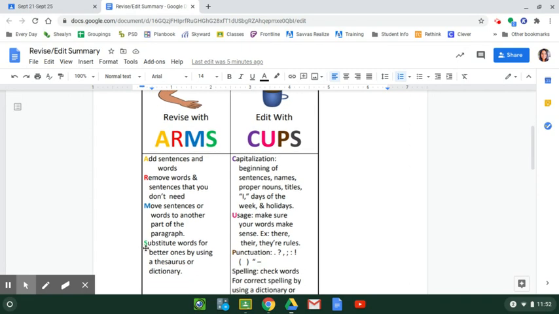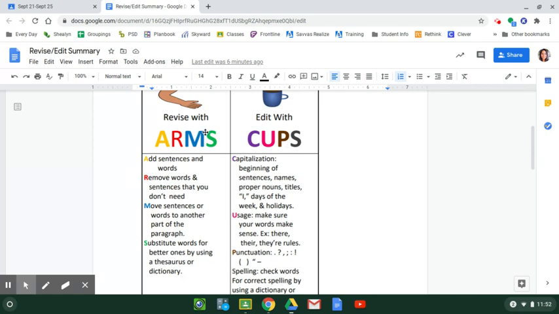You can also substitute words for better ones by using a thesaurus or a dictionary. I only suggest doing this if you understand what the word means. Don't look up a word in the dictionary that you don't understand and substitute that in. Only use words that you know. All right, so this is our revise.